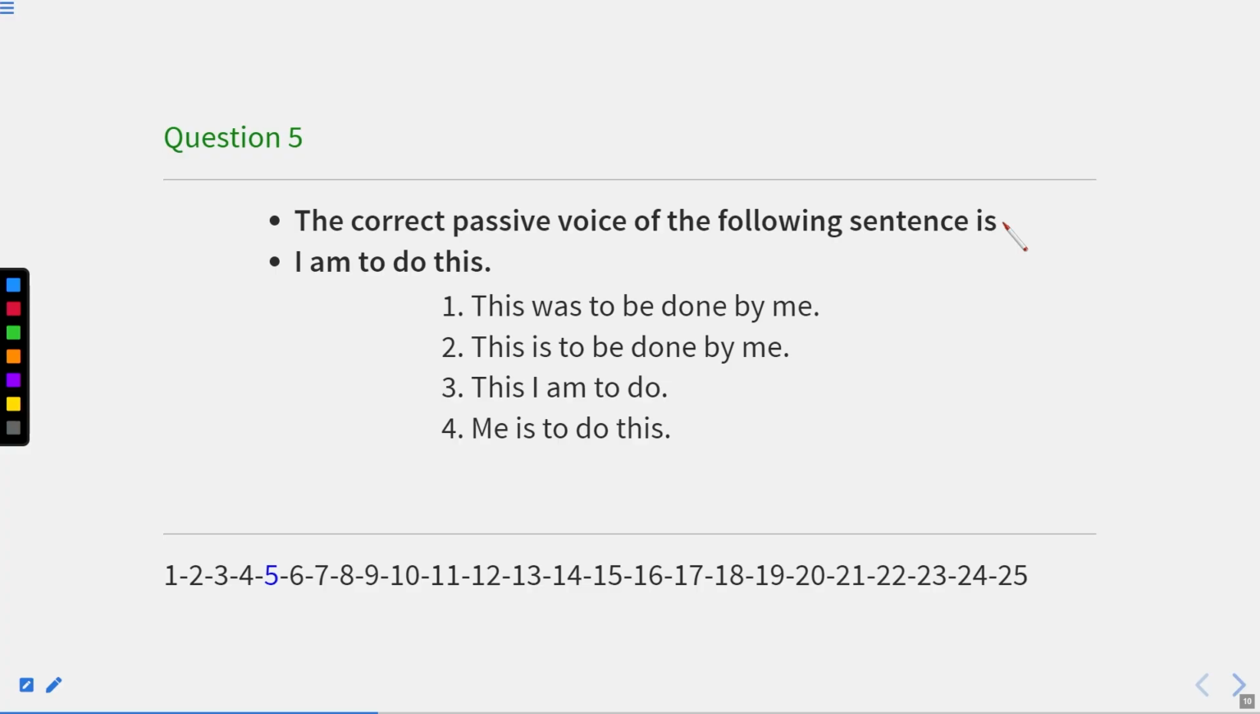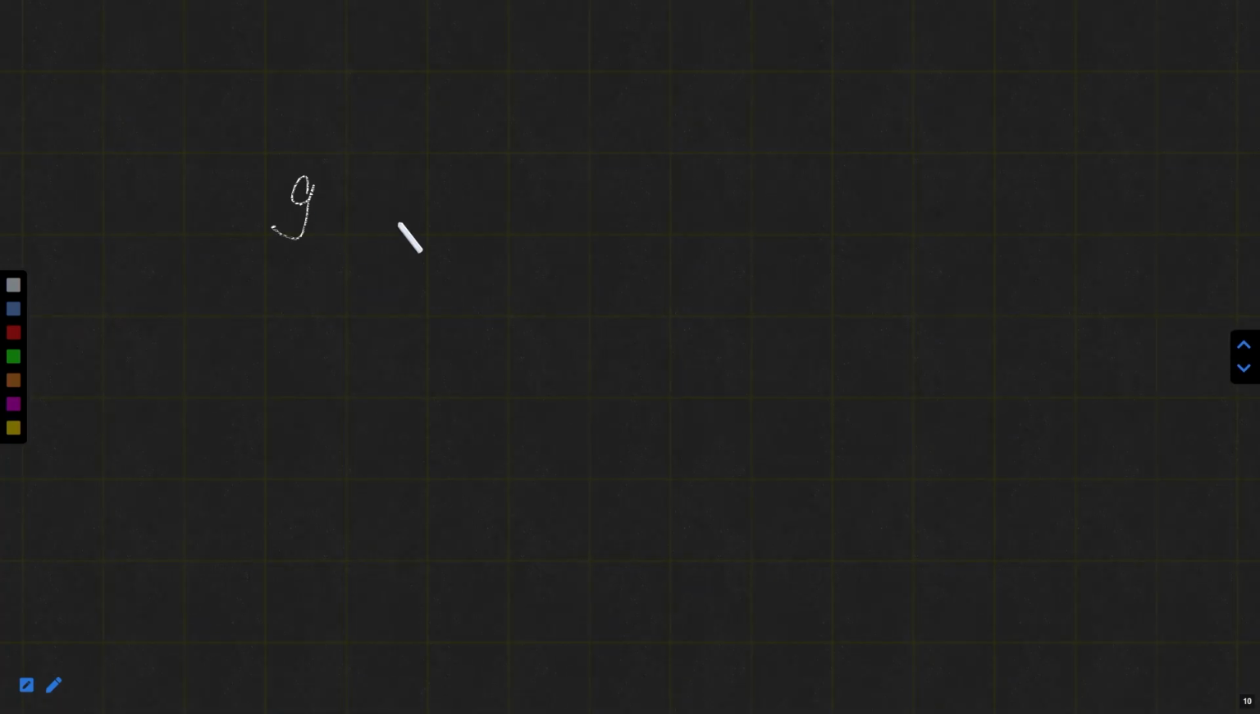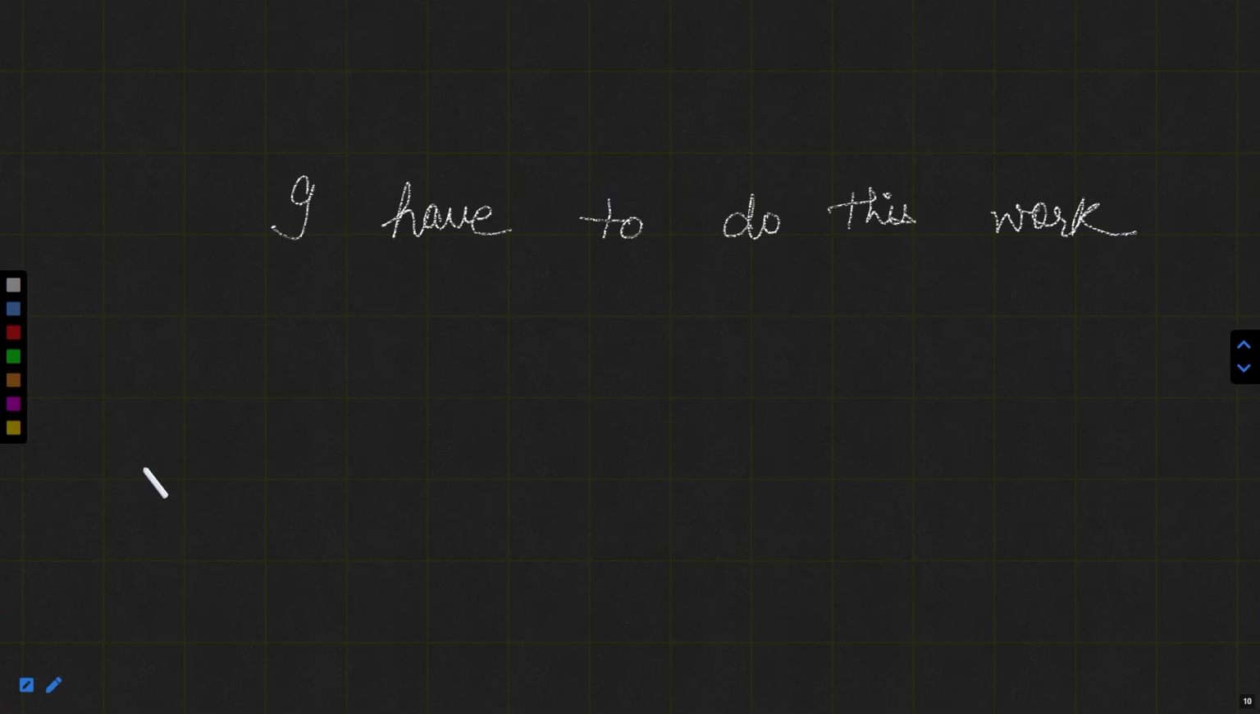The correct passive voice of the following sentence. Now we have to state the correct passive voice of this sentence, and the sentence is I am to do this work. Now whenever we say I am to do this work, it means this is our requirement to do the work, or we are going to do this work. If I say I have to do this work, that means this is my compulsion, that I need to do this work. If I say I am to do this work, it means you are about to do this work.